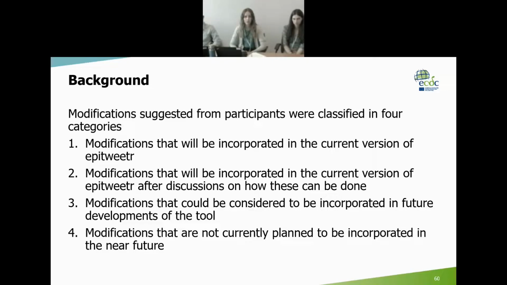And at the end, the organizing team, so experts from ECDC and from EpiConcept, sat down and classified all these suggestions in 4 categories. And these are as follows. The first one, to be included in the current version of epitweetr. The second one, to be included, but after some discussions on how this could be done. The third one, to possibly be considered for future developments of the tool. And then the last category, that we didn't consider at that point in time to be planned and to be incorporated in the near future.